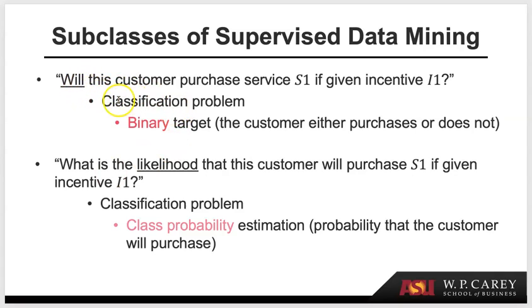So let's reveal the answers, unmask the hidden answers here. The first one is a classical classification problem because the target is binary. The second one, to the surprise of some of you, is a classification problem as well because the target is again binary. But from a classification model, you can produce exact probabilities, which range between 0 and 100%, well, 0 to 1.